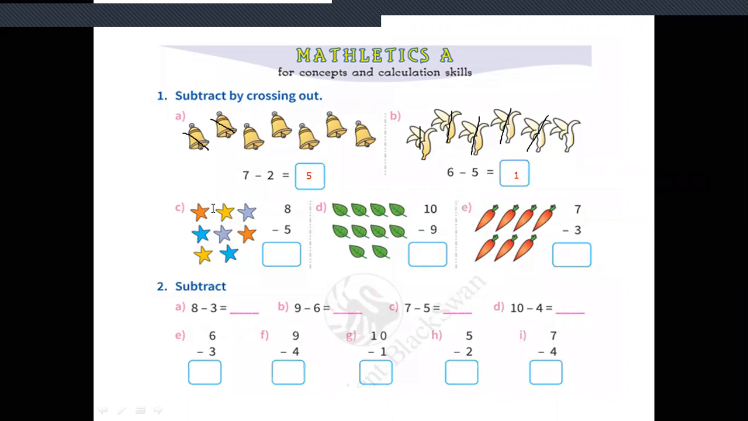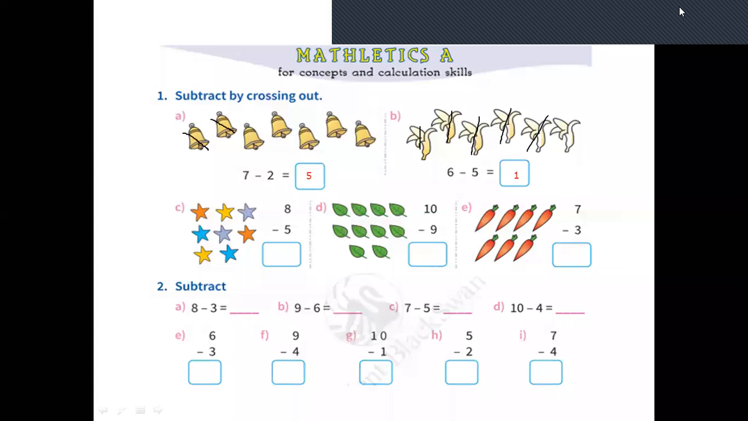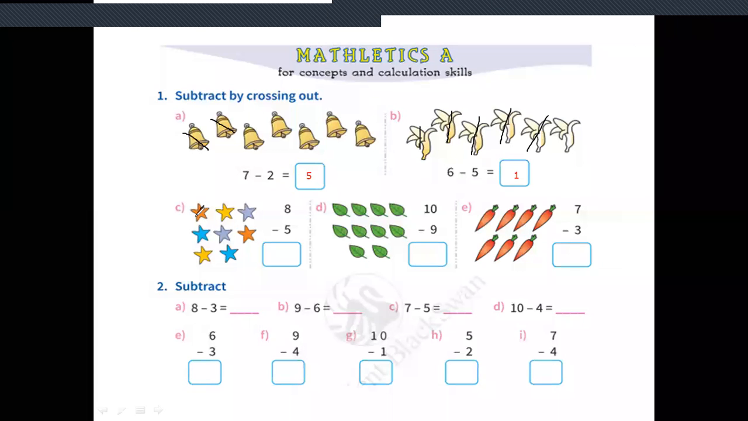Same way. See, 1, 2, 3, 4, 5, 6, 7, 8. 8 stars are there. How many do you have to cross out? 5 in that. 1, 2, 3, 4, 5. If you cross out 5, how many will be left? 1, 2, 3. 3 will be left. So you have to write 3 as the answer.